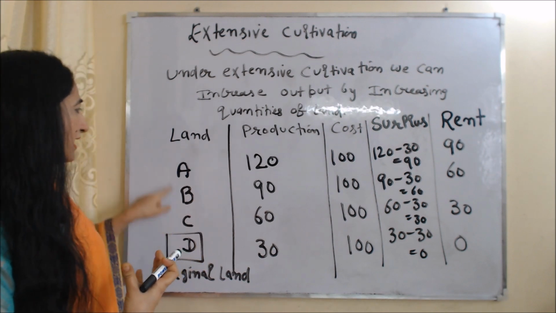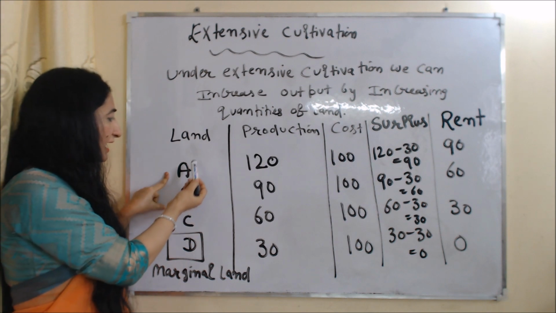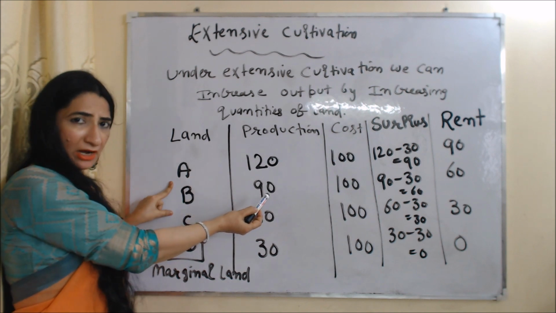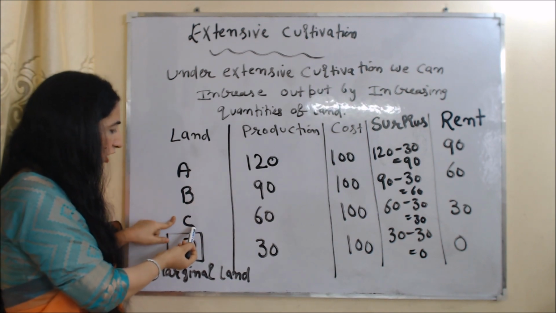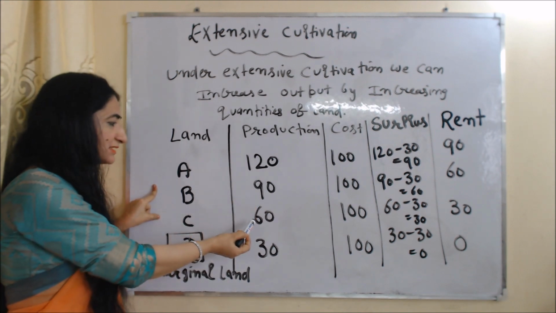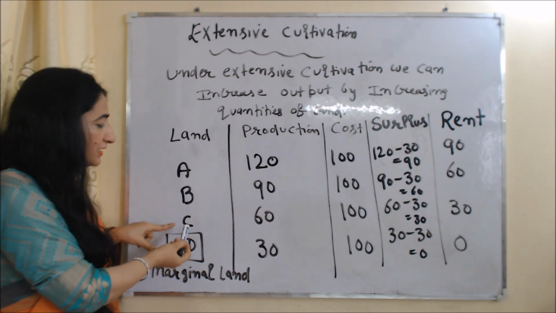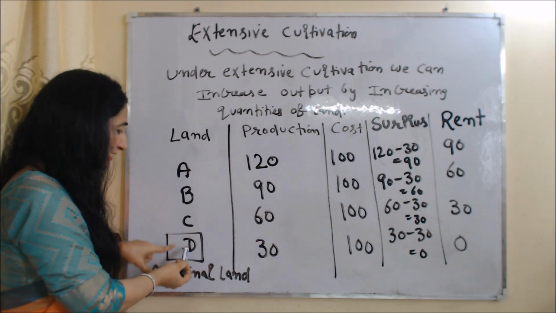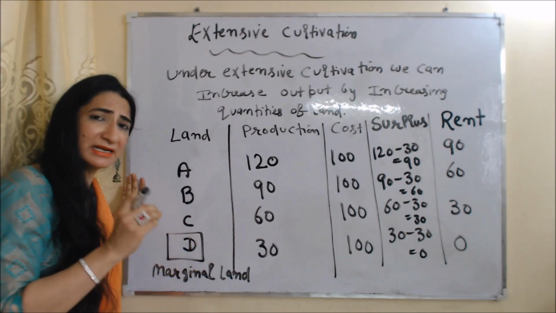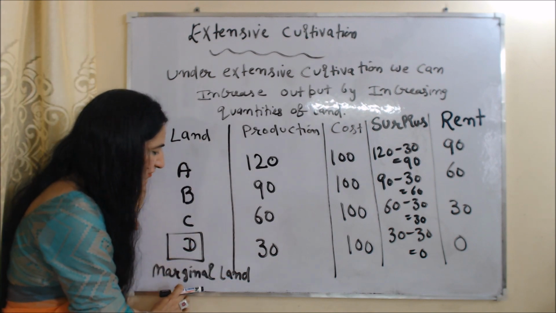You can see here land A is giving more output as compared to land B. Land A is giving 120 output and land B is giving 90 output. And land B is giving more output as compared to land C. Land B is giving 90 output, but land C is giving 60 output. And land C is giving more output as compared to land D. Land C is giving 60 output and land D is giving 30 output. You can clearly see here land D is giving very less output as compared to other land. That's why land D is called our marginal land.